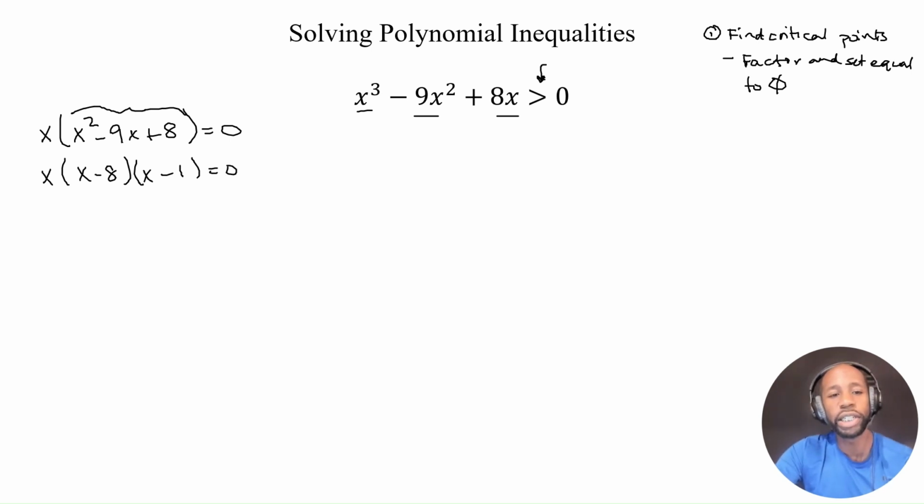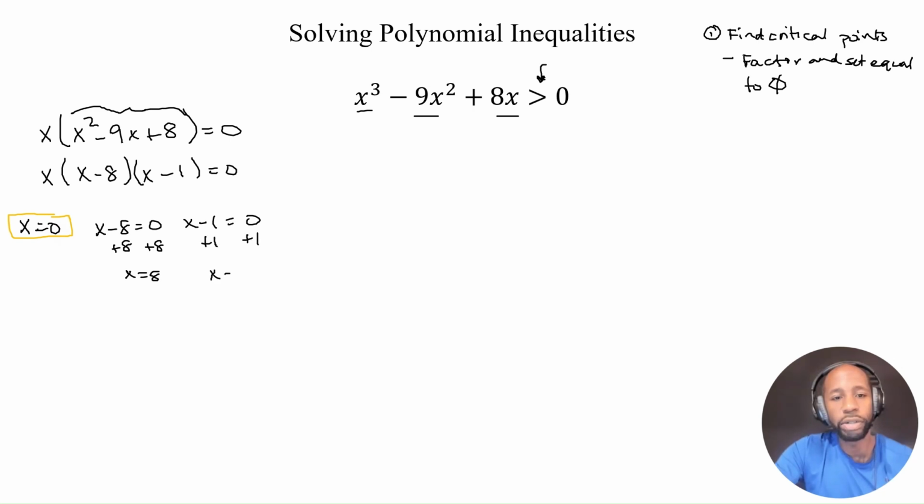Now we're going to set each of these separately equal to 0. x equals 0, x minus 8 equals 0, and x minus 1 equals 0. Okay, so this, and I'm going to put it in a different color, that's one value of x. Then from here, you get x equals 8. And then from here, you get x equals 1. Let's go ahead and box those in. These are three values of x.